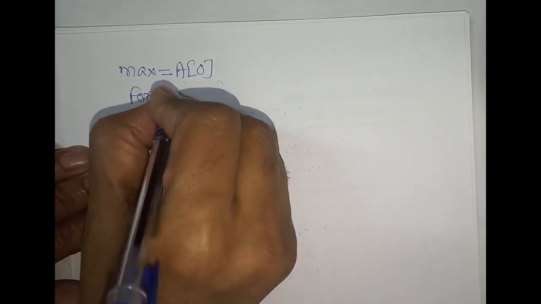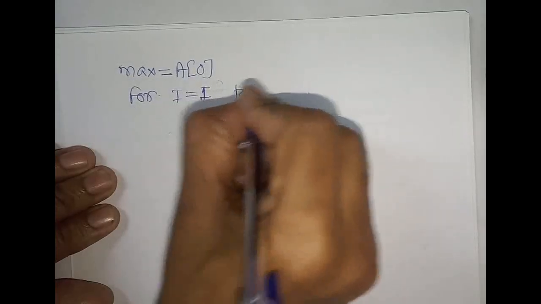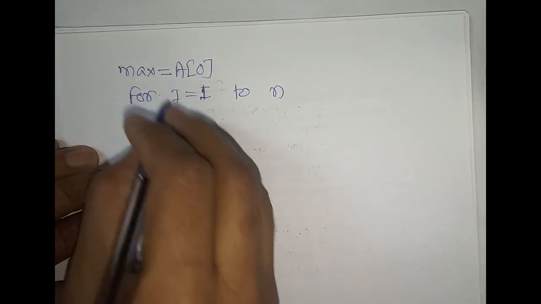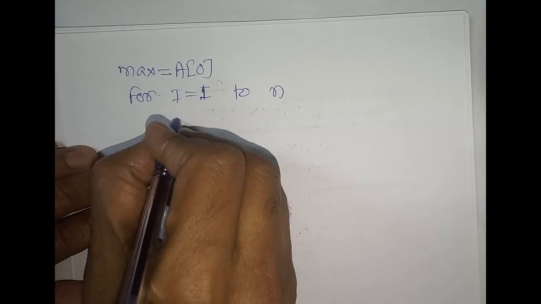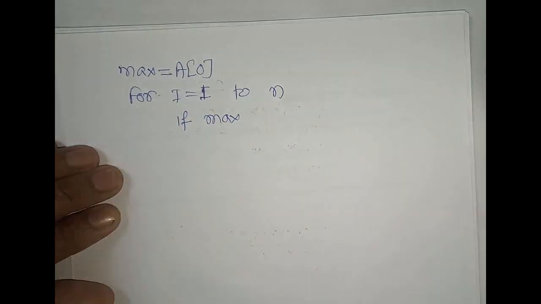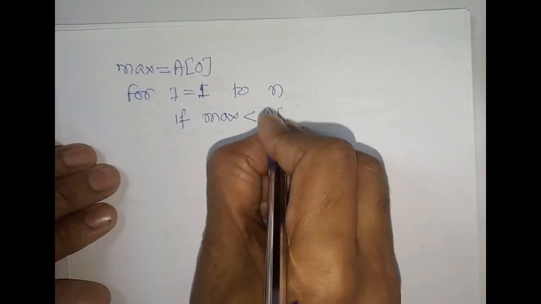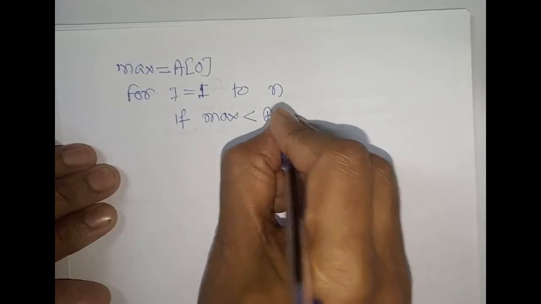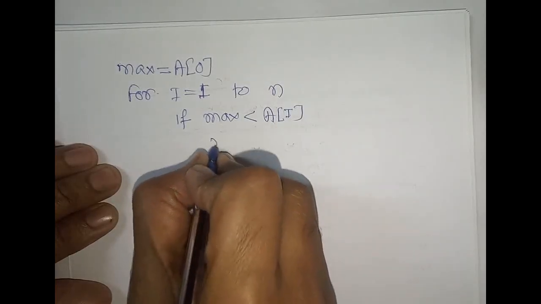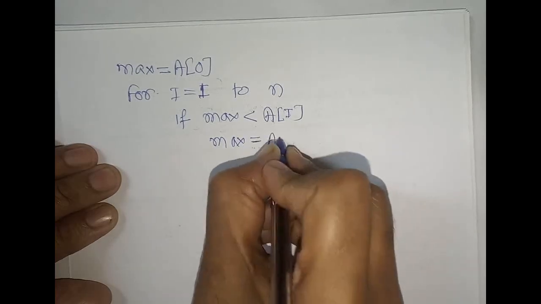So here we will run for i equal to 1 to n. Suppose there are n elements, and we will compare this max with all the elements. If max is less than a of i, then this is the maximum number, so we will store it in the max variable, max equal to a of i.